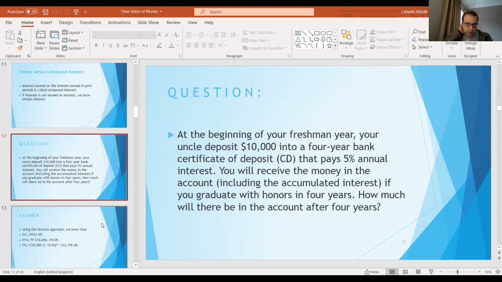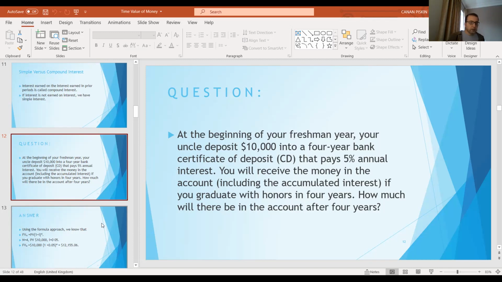So, a question. At the beginning of your freshman year at university, your uncle deposits $10,000 into a 4-year bank certificate of deposit, meaning in a bank for yourself, that pays you 5% annual interest. You will receive the money in the account, including the accumulated interest, which is the compound return, if you graduate with honors in 4 years. How much will there be in your account after 4 years?